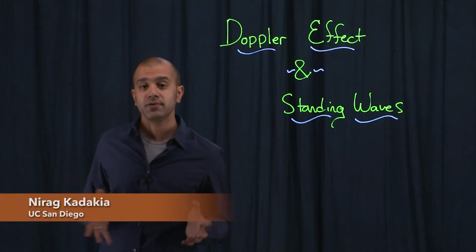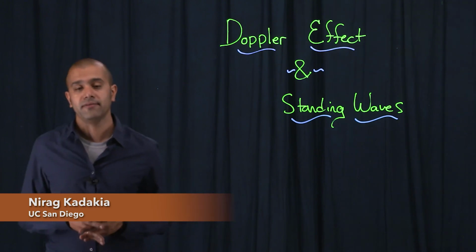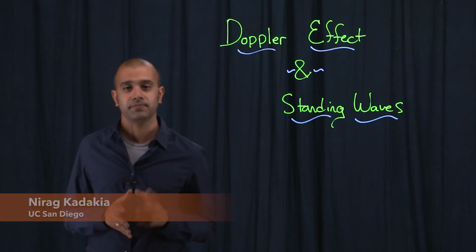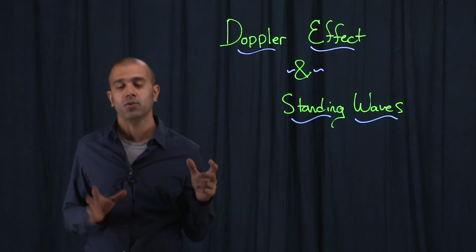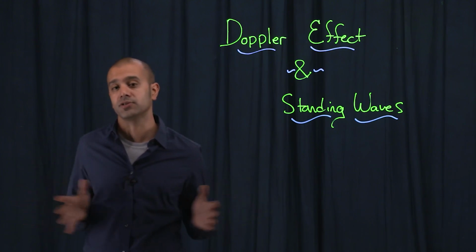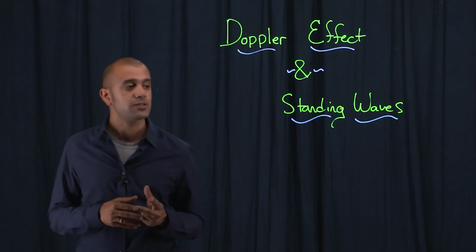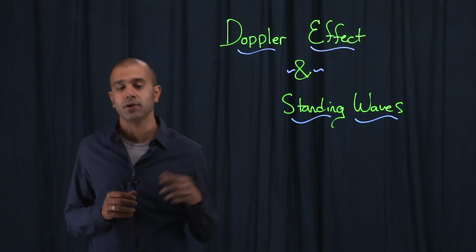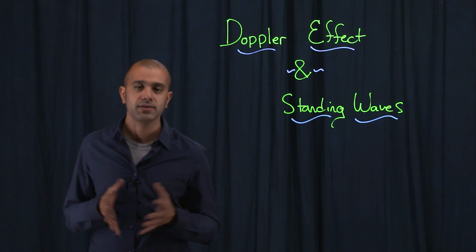Welcome back. In this video, we're going to take a look at a problem investigating two aspects of wave motion. The first is the Doppler effect, which causes apparent changes in frequency when detector and source are in relative motion to one another. The second aspect is the presence of standing waves in open tubes of air. Let's go ahead and take a look at the problem statement.